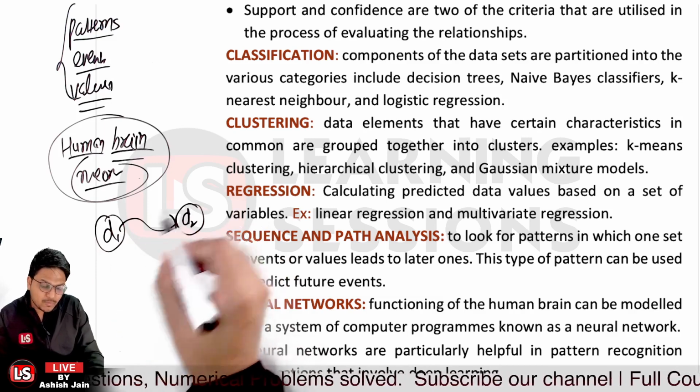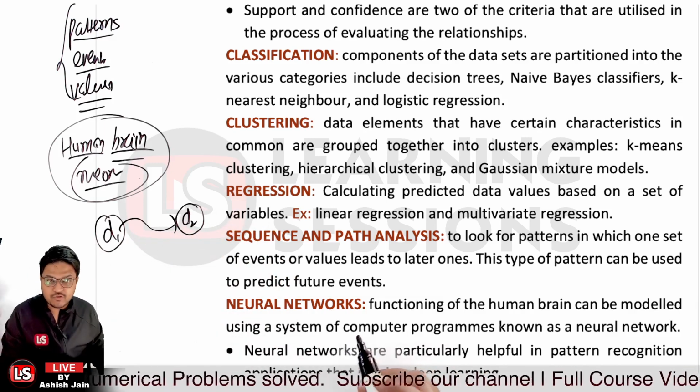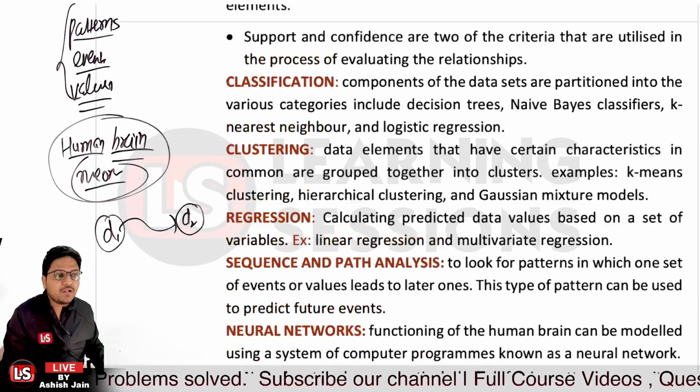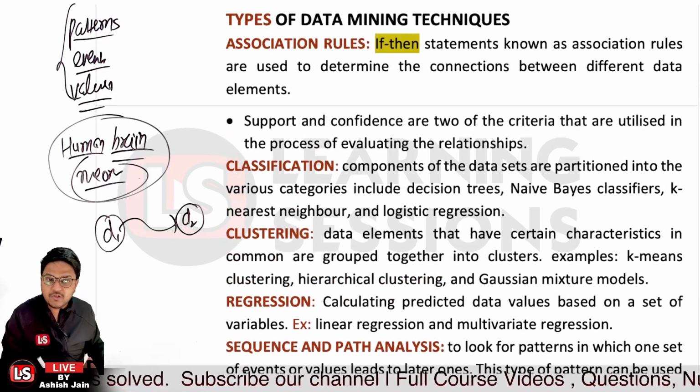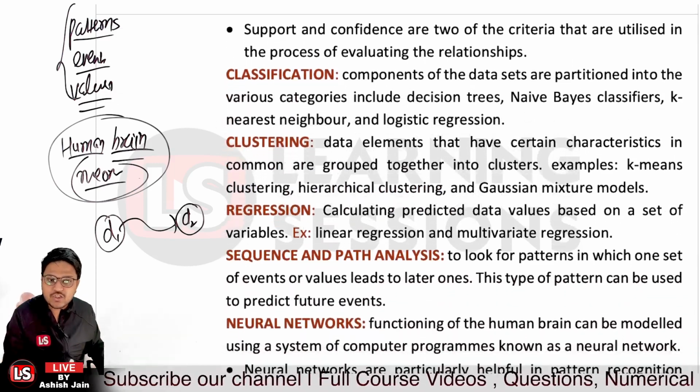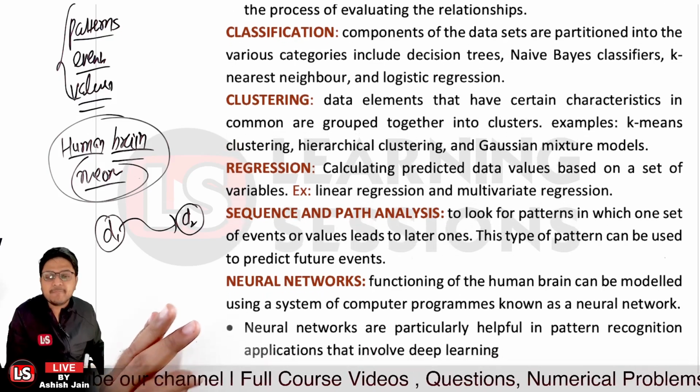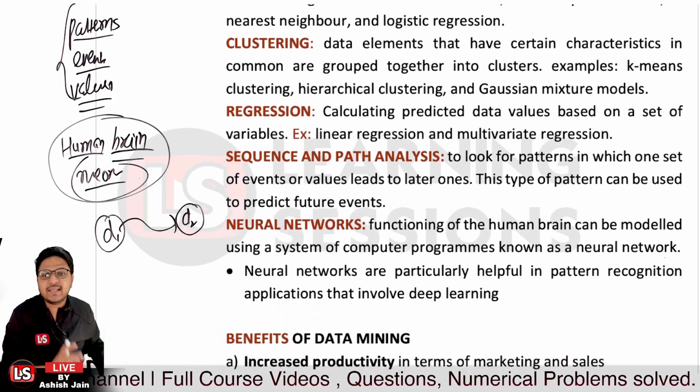That particular relationship is to be found out, so that's particularly under the neural network. So we have different techniques. First of all, the technique was association rules, then classification, third is clustering, fourth is regression, fifth is sequence and path analysis, and further the sixth one is neural networks, right?